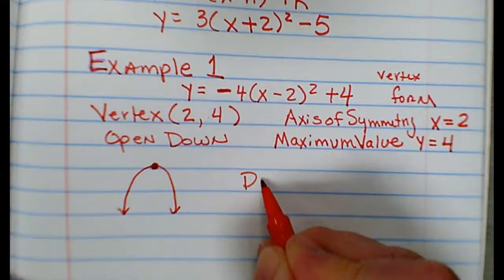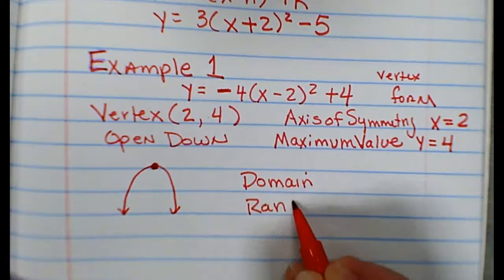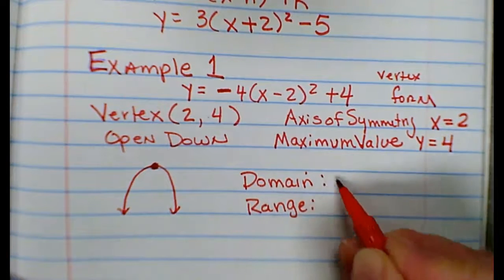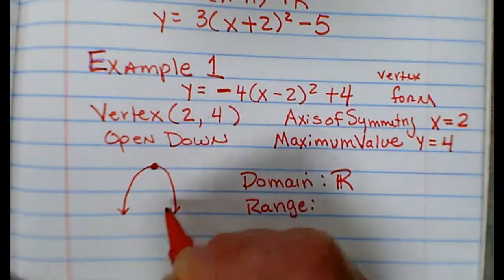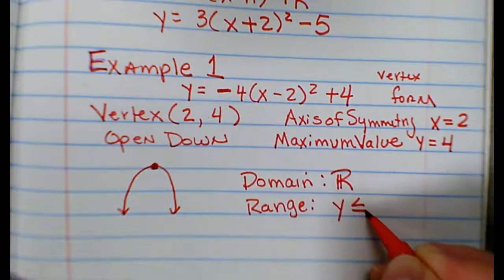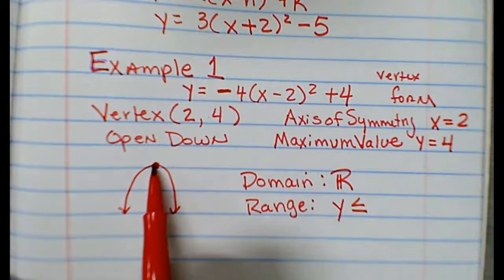What is the domain and range of this graph? All real numbers. The range is the y value. It's going down, so it's going to be y is less than or equal to the y value of this point.